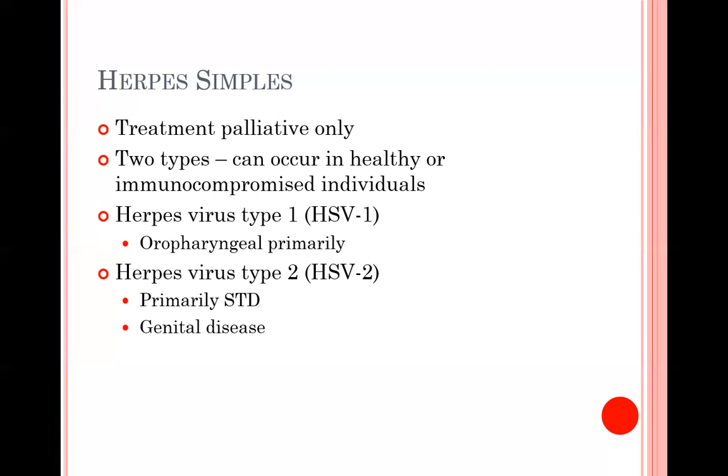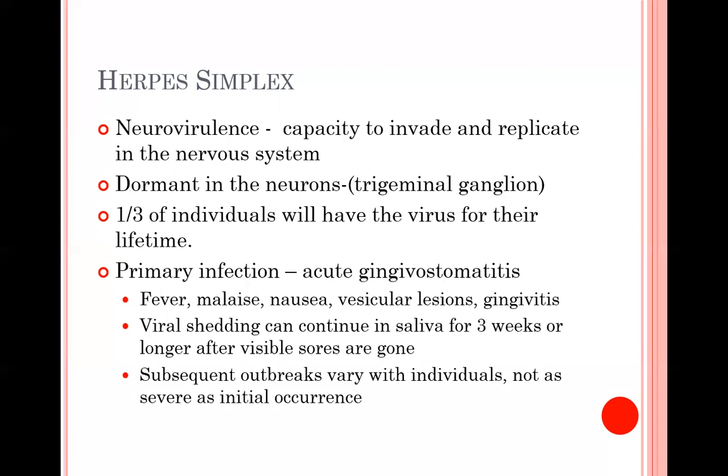Herpes virus type 2, HSV2, is primarily the sexually transmitted disease, and it expresses itself in the genital area. You can get infected with HSV1 in the genital region and vice versa, but this is primarily where those viruses will be. It has neurovirulence, which means that it has the capacity to invade and replicate in the nervous system. It's dormant in the neurons, specifically the trigeminal ganglia, until it's expressed.